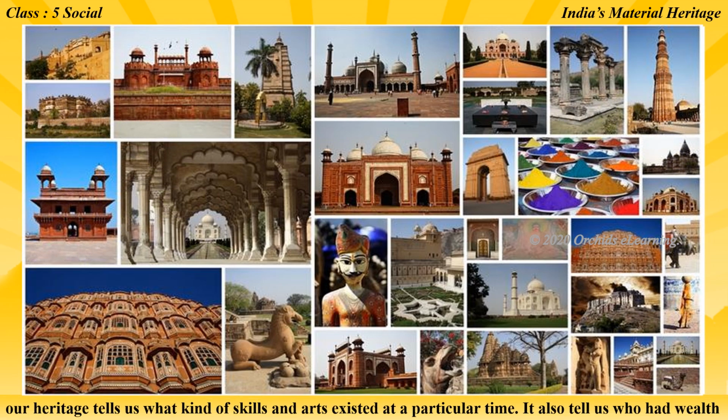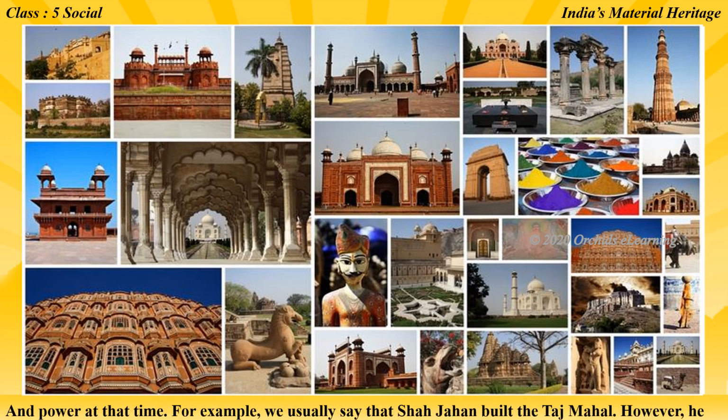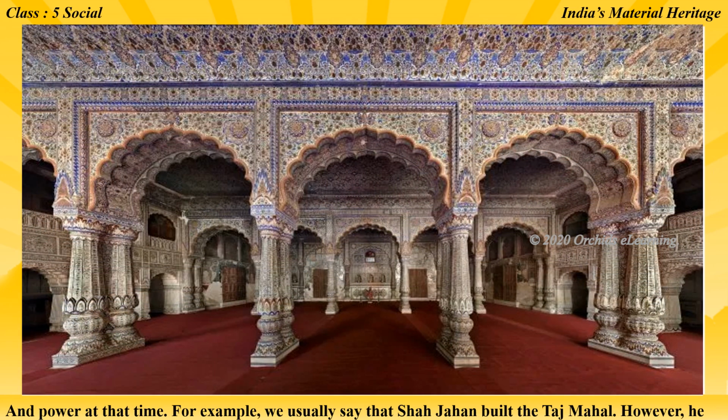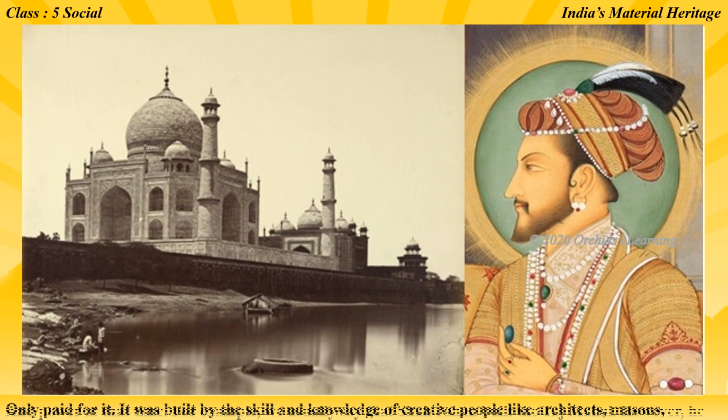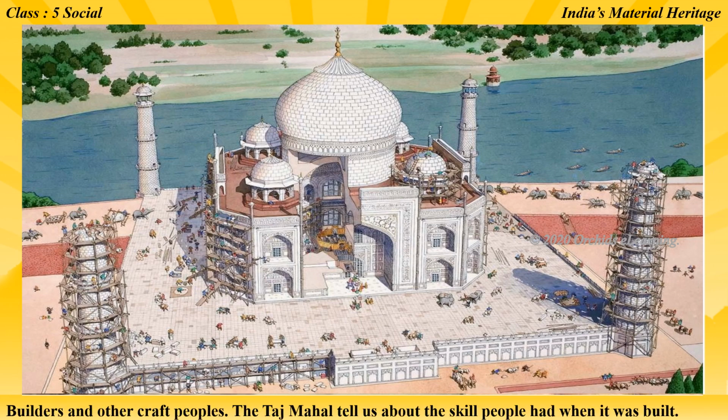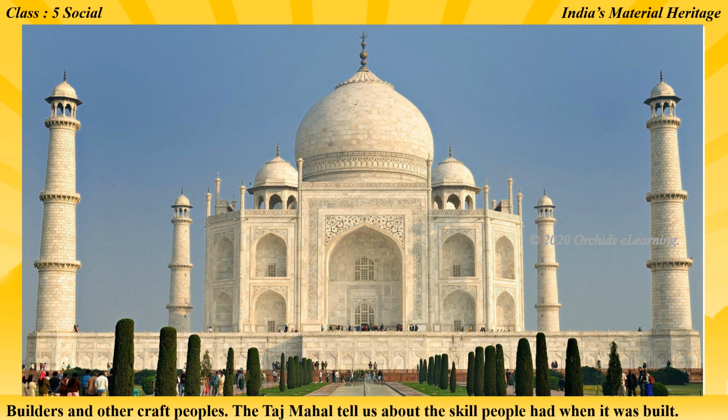Our heritage tells us what kind of skills and arts existed at a particular time. It also tells us who had the wealth and power at that time. For example, we usually say that Shah Jahan built the Taj Mahal. However, he only paid for it. It was built by the skill and knowledge of creative people like architects, masons, builders, and other craftspeople. The Taj Mahal tells us about the skill people had when it was built.